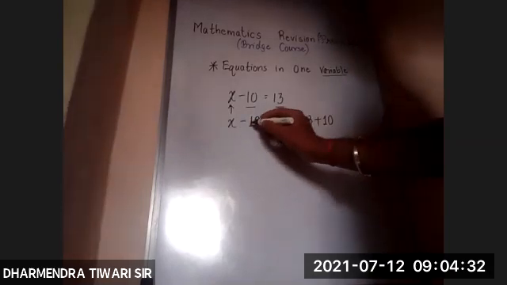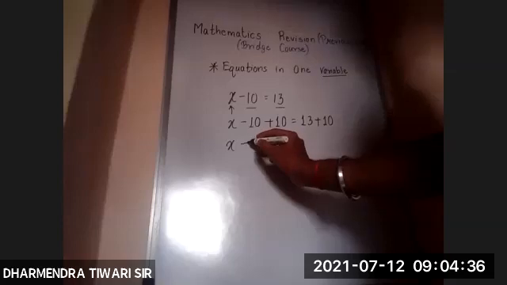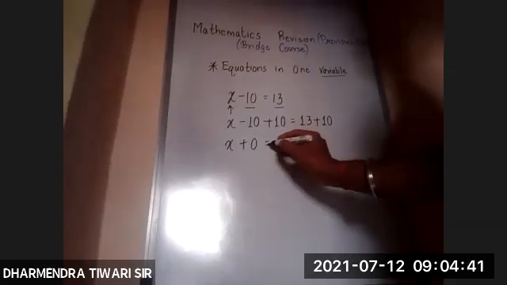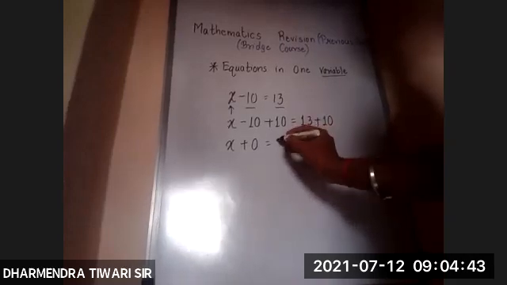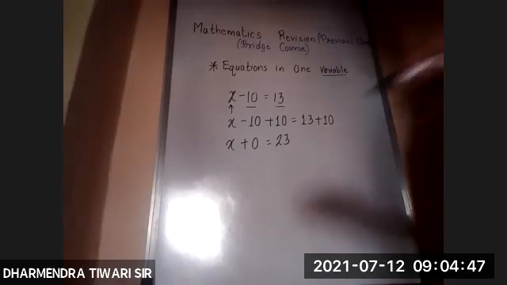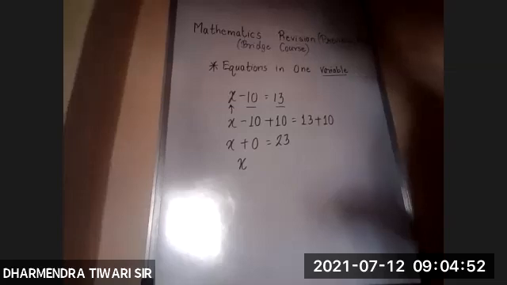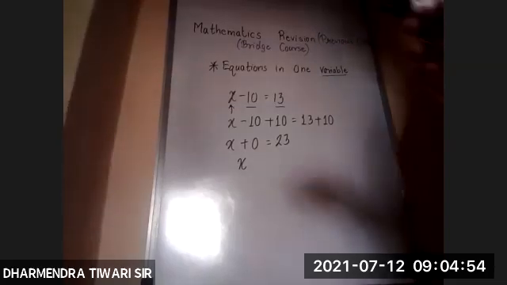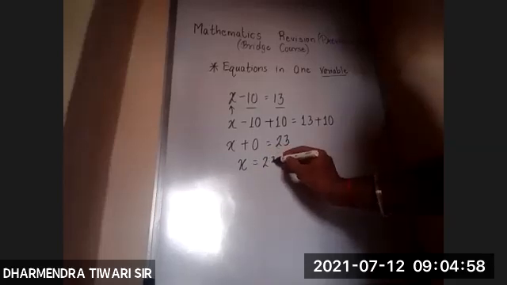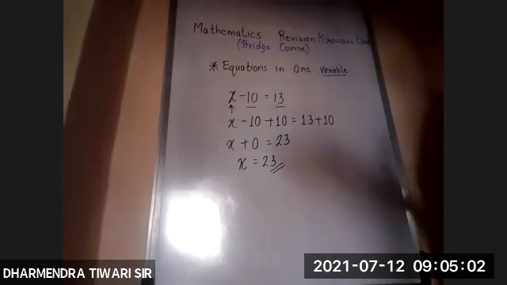Now, minus 10 plus 10 is 0, so x plus 0 is equal to 13 plus 10, which is 23. Now, anything added to 0 is that same number. So x plus 0 is x, which is equal to 23. So I got the solution. x equal to 23 is the solution of the given equation.